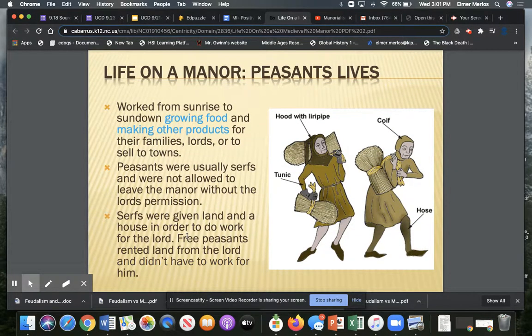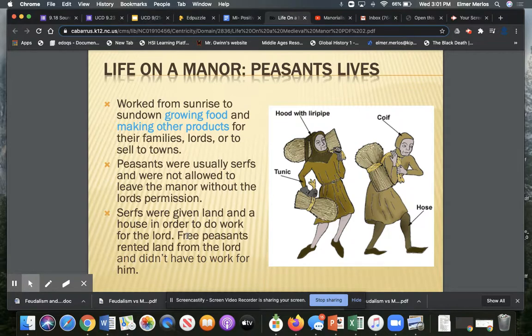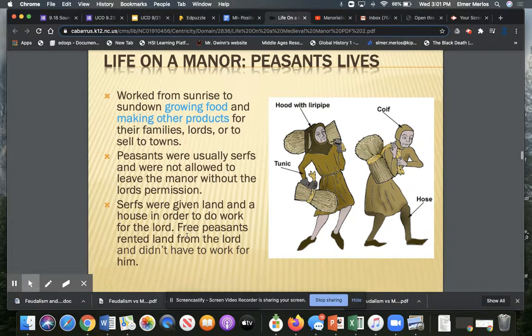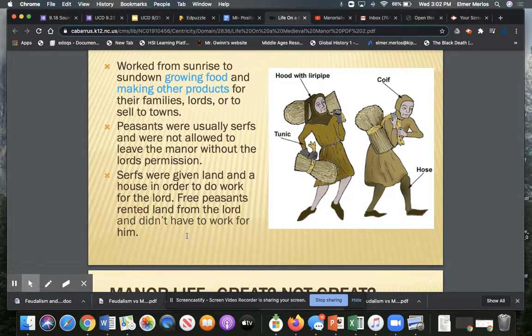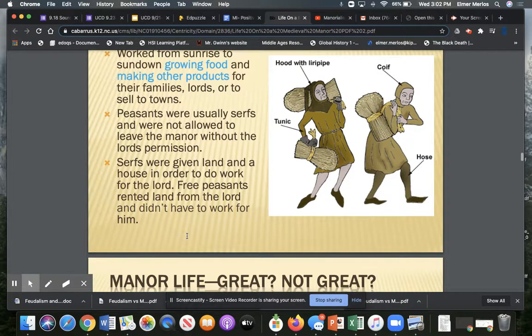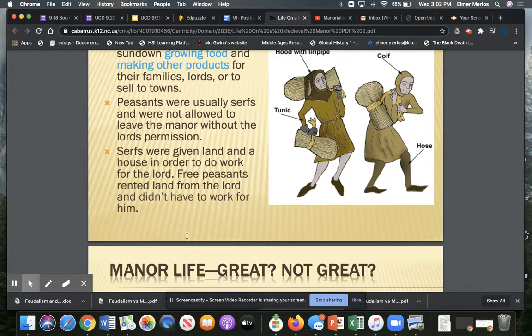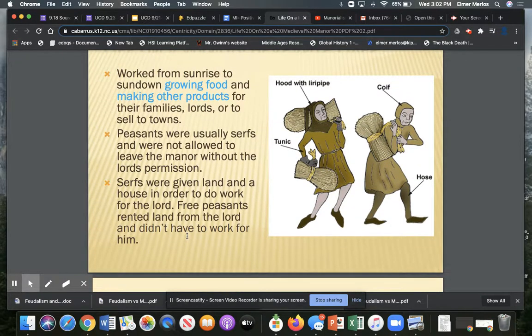Life on the manor. Again, for peasants, they work from the beginning of the day to the end of the day. Peasants who are serfs. Serfs are simply peasants that can't leave the manor. It's a form of slavery. Serfs were given land and a house in order to do work for the lord. Free peasants rented land from their lord and didn't have to work for him. The big difference between a free peasant and a serf is that a free peasant is able to leave the manor. He or she doesn't have to stay there. A serf is tied to the land.